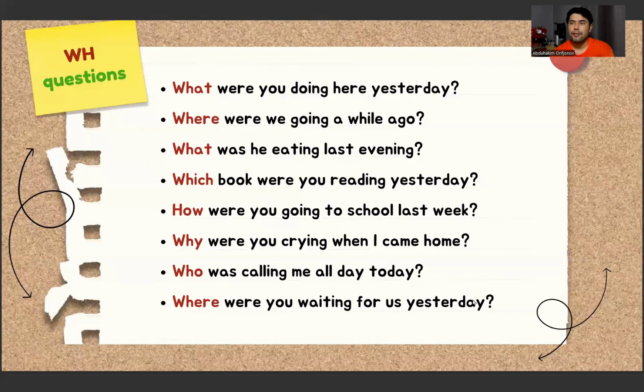And here are WH questions. How we use WH questions in past continuous. Let's see some examples. What were you doing here yesterday? Where were we going a while ago? What was he eating last evening? Which book were you reading yesterday?